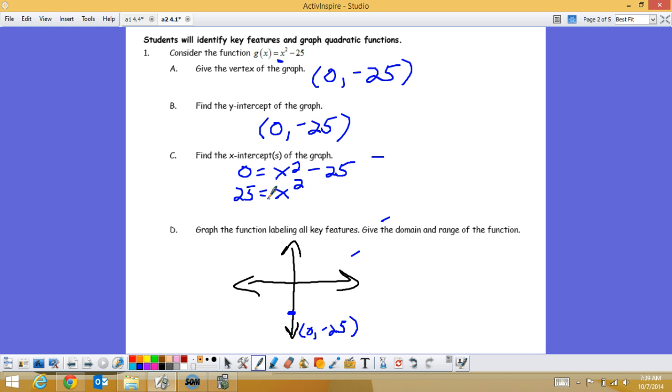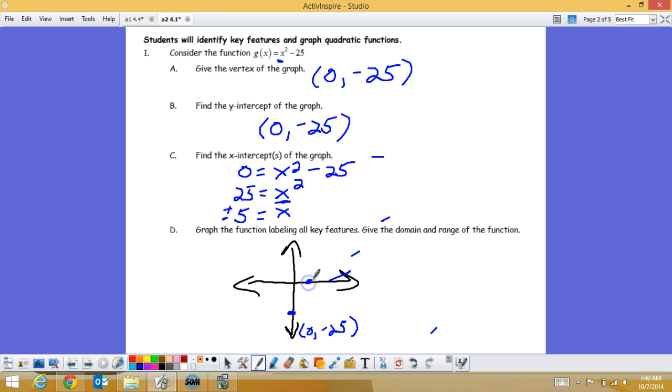And to undo squaring, we're going to take the square root of both sides. And the square root of 25, what do you square to get 25, is 5. Now, here's the thing about this, though. There are actually two values we could put in for x and make that equation true. Positive 5 is one of them. But if we also put negative 5 in for x, negative 5 times negative 5 is also 25. So therefore, we have two x-intercepts, positive 5 and negative 5.